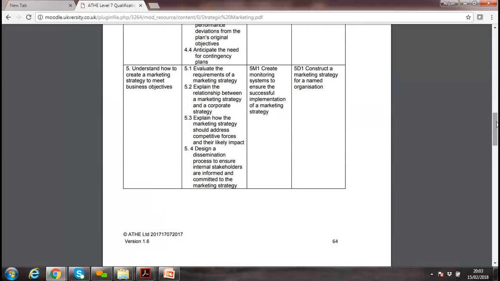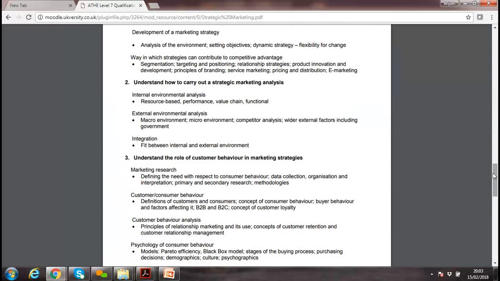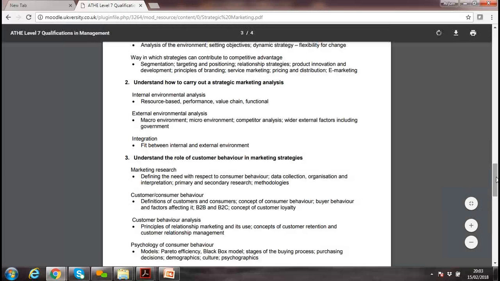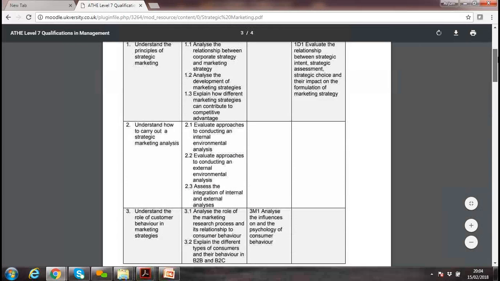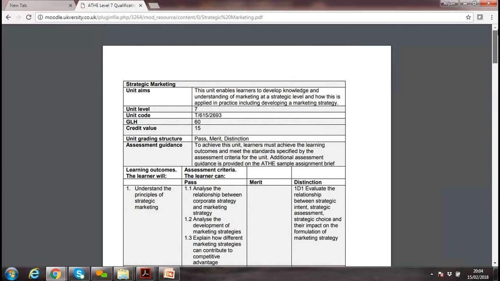Sir, how many words do you want me to write in the assignment? Level 7, because you have 5 learning outcomes, is around 3,000 words. Okay, 3,000 words. Yes, around that. When you start writing, 3,000 is not big, you can write it quickly.